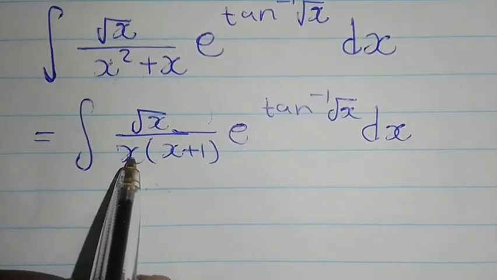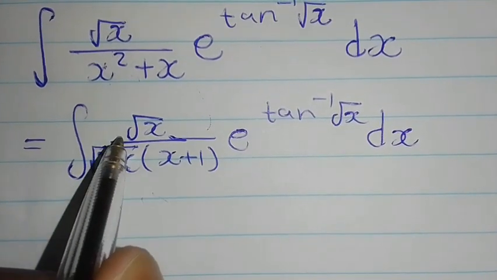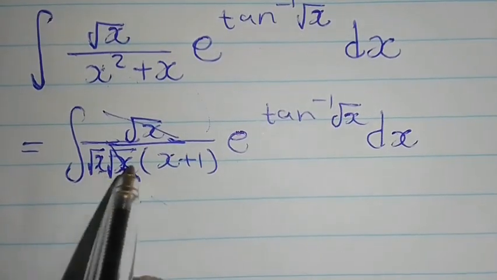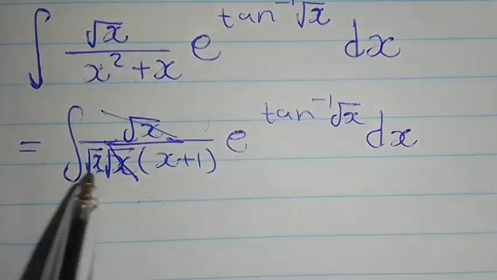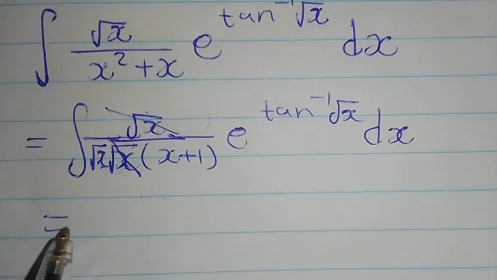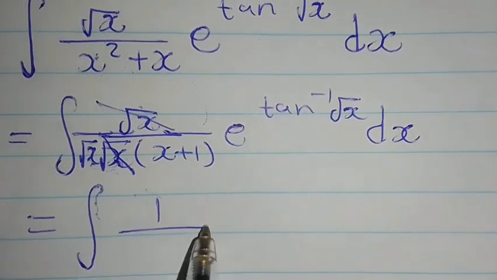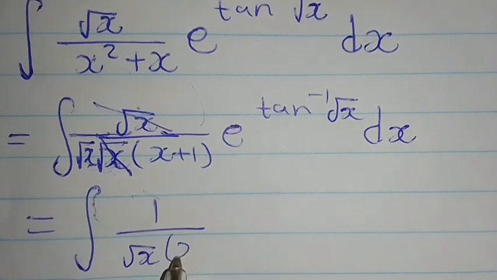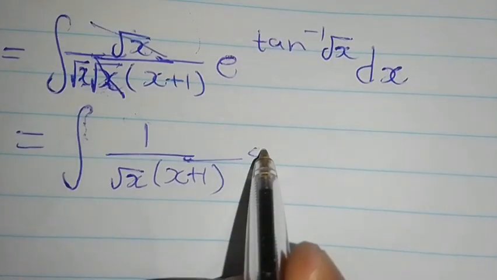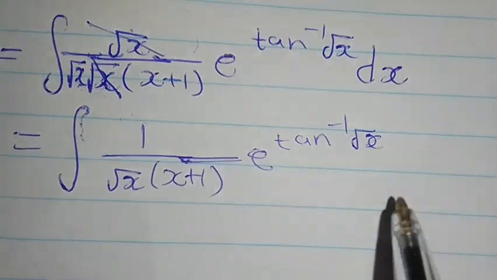Now x is the same as root x multiplied by root x. Then the root x and the root x can cancel. So this simplifies to 1 over root x times x plus 1. And then you can just multiply that by e to the power arctan root x. So that's what you're gonna have.